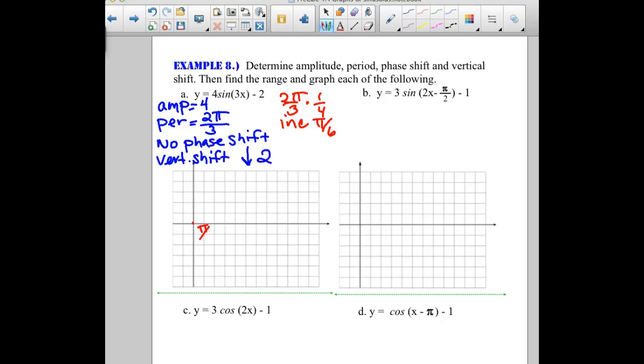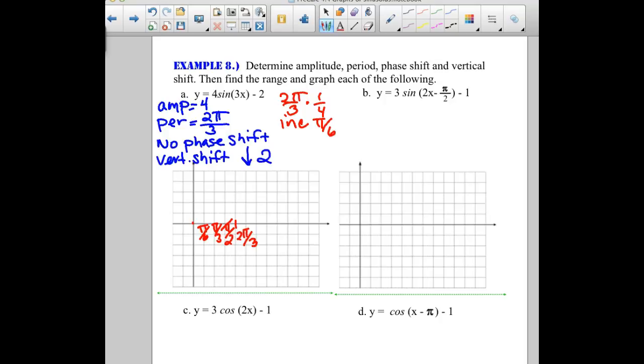So our first mark is pi over 6. Next mark would be 2/6, which is pi over 3. Our next mark would be 3/6, or pi over 2. And our next mark would be 4/6, which is 2/3. 4/6 is 2/3, which is where we thought we should end, right? Okay.